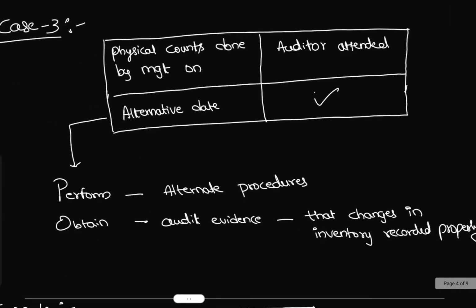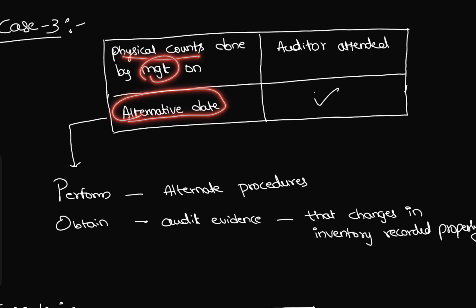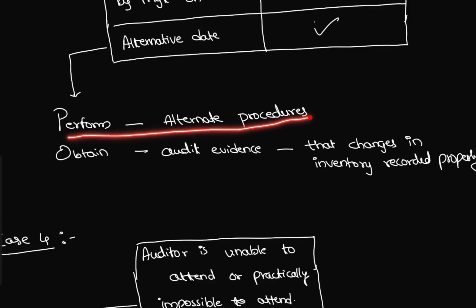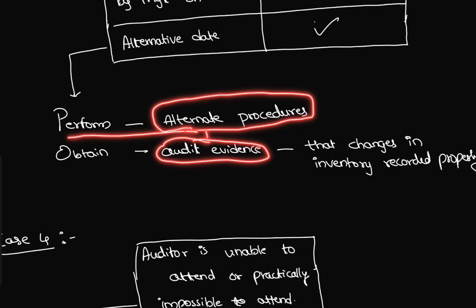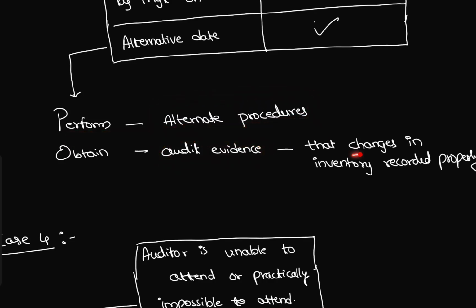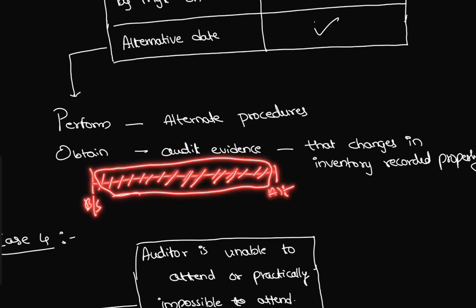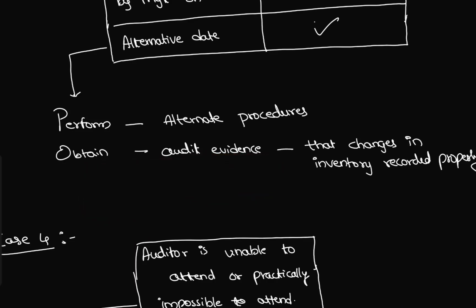Next, case 3. Here the physical count is done by management only on an alternate date and the auditor is attending it. So the auditor has to perform alternate procedures. Why? Because he has to obtain audit evidence for changes in inventory. This is the alternate date, this is the balance sheet date, and there are some changes in inventory during this period. The auditor has to perform alternate procedures to obtain evidence that whatever changes happened in this period were recorded properly. So this is case 3.